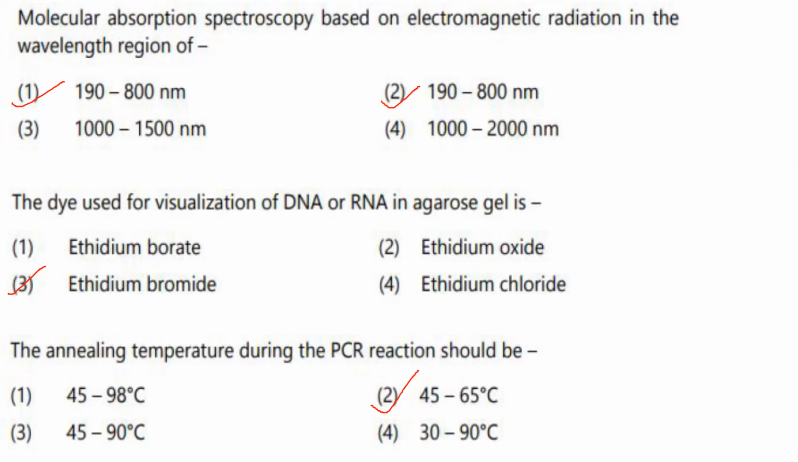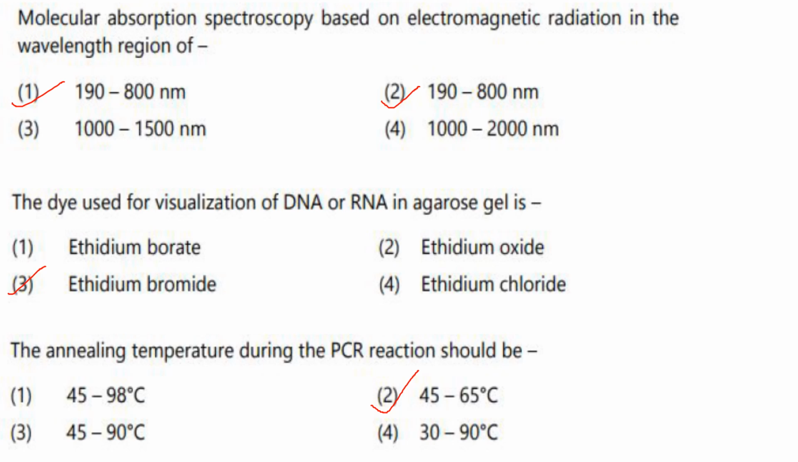Coming to the first question. Molecular absorption spectroscopy based on electromagnetic radiation in the wavelength region of. So it is 190 to 800. This is the same in option 2 also. So both the options are correct. 190 to 800 nanometers.